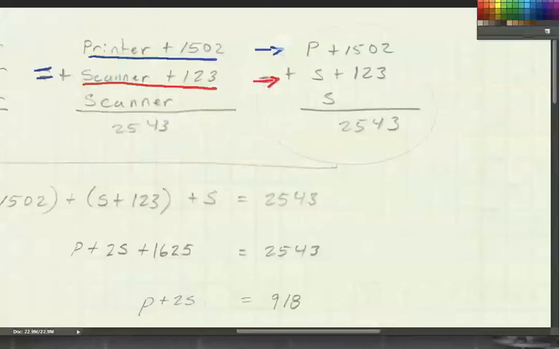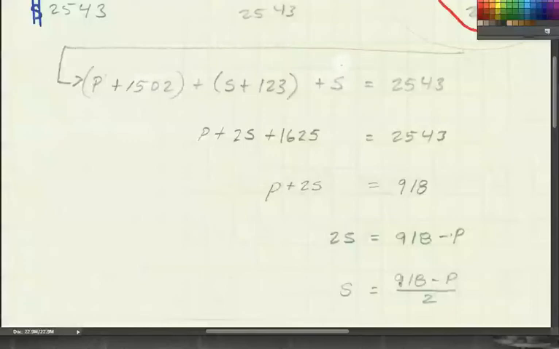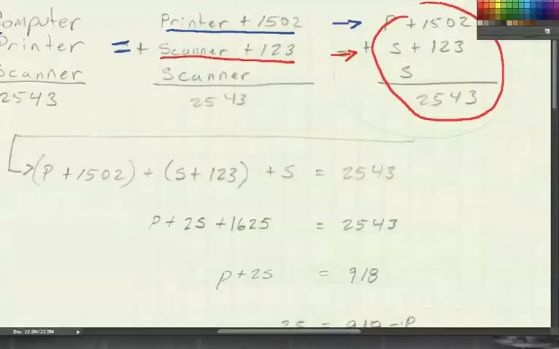And I just did it shorthand, so that way it was easier. I replaced all that stuff with variables. I took all this stuff right here and wrote it in a linear format. And you'll be able to see that our computer is over here, our printer is right over here, and then our scanner is right over here. And that all equals, again, $2,543 right there.